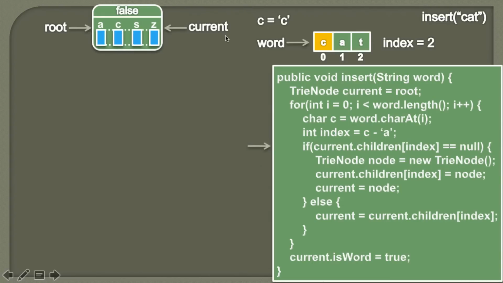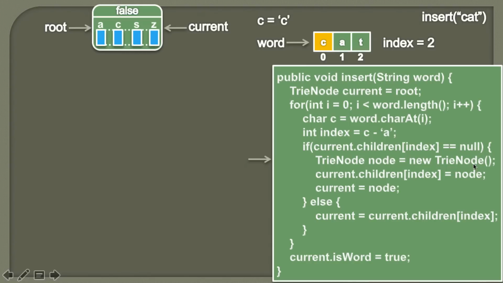Using this current try node, we'll look in the children array, which is nothing but the array of try nodes, and see the value at index 2. We'll check whether the value at index 2 is null or not. Currently the value at index 2, which maps to C, is null. Therefore the condition in the if block comes out to be true, which means that C is not present in this try, and now we will insert C into this try.